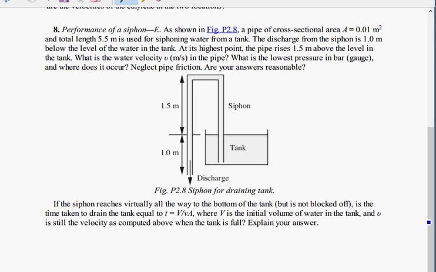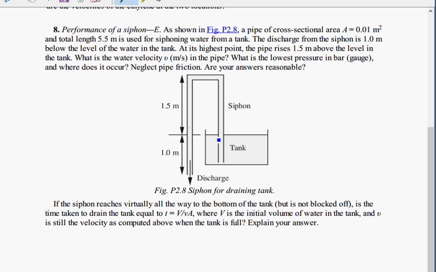Okay, so here is our siphon. We're given the cross-sectional area of the pipe, and that would just be right here. And then we're also given the total length of pipe, which is 5.5 meters, and we know that the fluid is water, and it's discharging at the bottom here. And we're neglecting pipe friction.